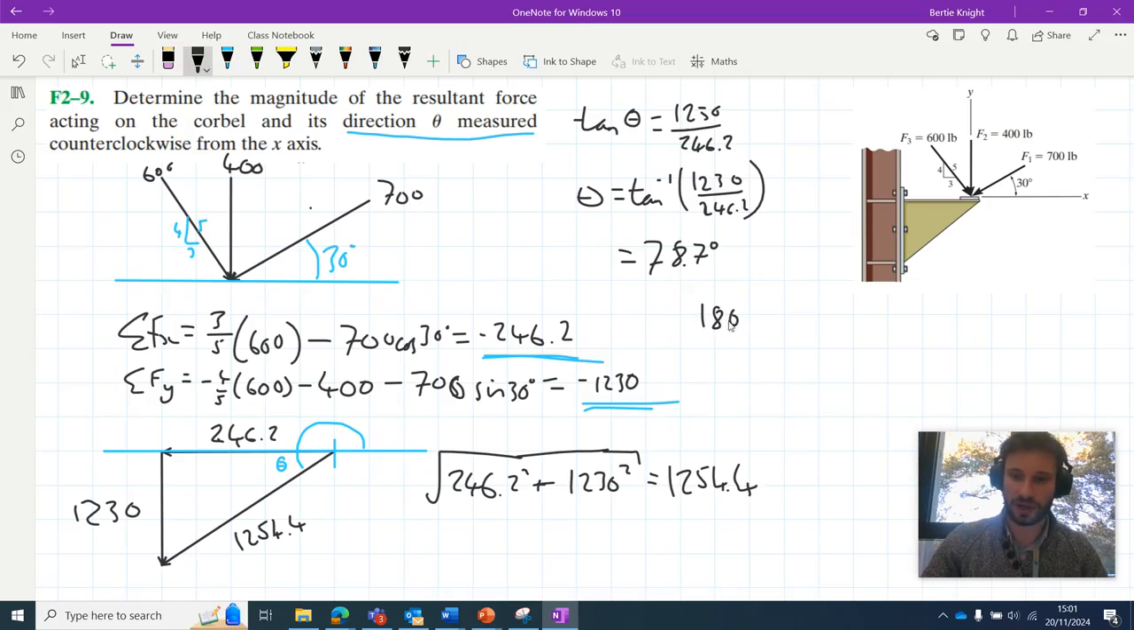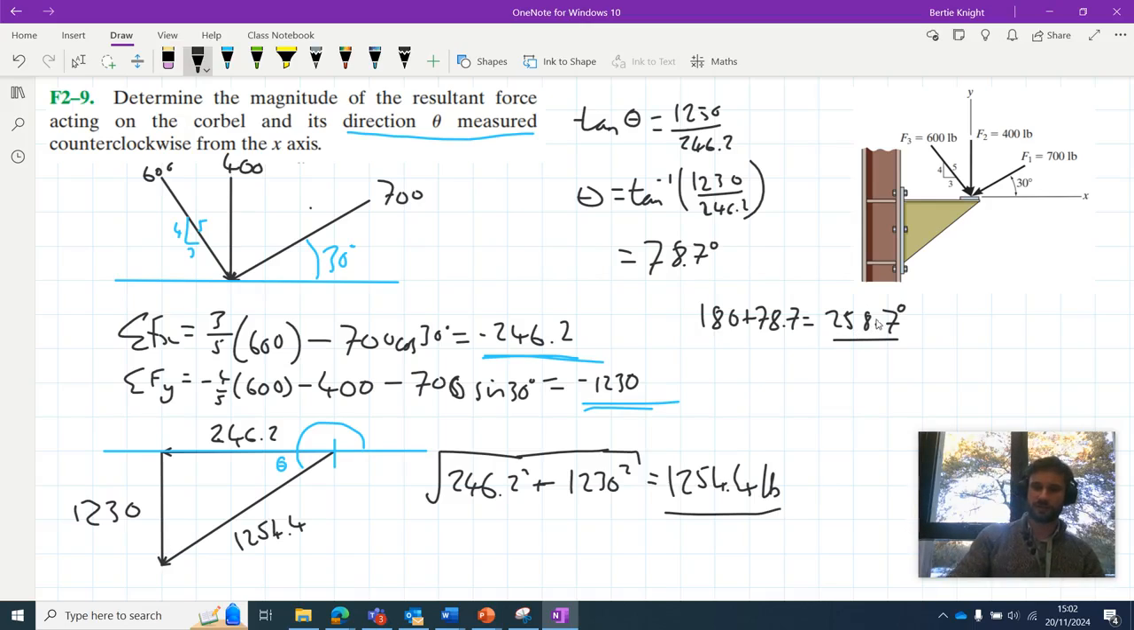When we add that to 180, we find that's equal to 258.7 degrees. And there we have it. So the solutions to this problem here will be this 1,254.4 magnitude here, which we really should give its unit, pounds, and this 258.7 degrees counterclockwise from the x-axis.